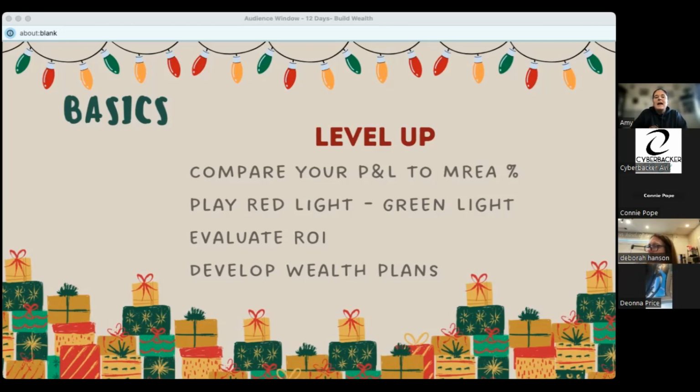I actually recommend playing red light, green light, at least going through your statements and highlighting those expenses, at least once a quarter, if not monthly, just so you know what you have coming out of your account and what are the musts and what's optional on a regular basis. I think it's a good practice.